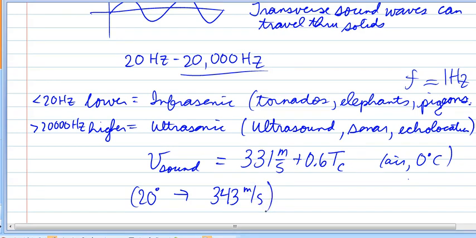So the speed of sound really does depend on the temperature, and I want you to try to think about why is it linear, and why does the speed of sound increase when the temperature is greater? That's one of the things that we'll talk about in class.